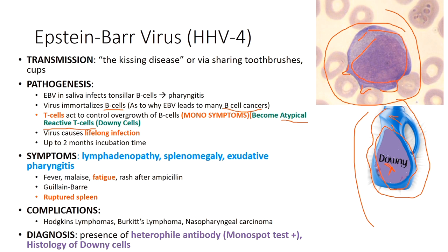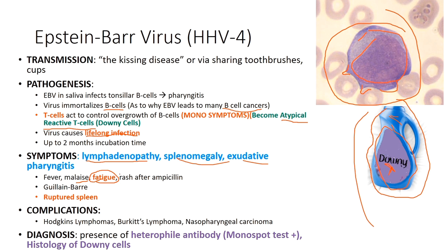So the virus is a lifelong infection. People have the infection for a long time, it goes away, and then it comes back, then it goes away, and then it comes back. Symptoms showing this are going to be your exudative pharyngitis with lymphadenopathy and splenomegaly. And this person can have fever, malaise, and fatigue is a common complaint of patients that come in.